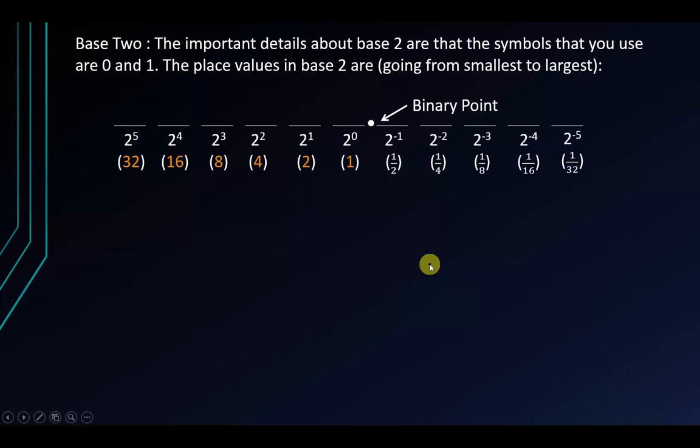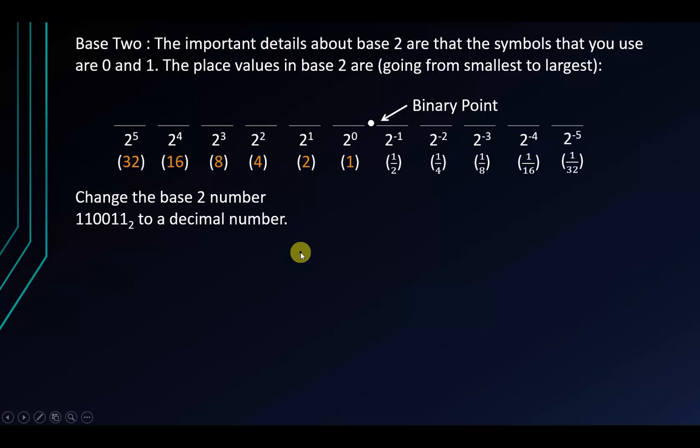Example, in the base 2 system, the important things, the symbols are zeros and ones, and the place values are going to go from the smallest to the largest. So here's the decimal point. It is possible to do fractions, and it is possible to do negative numbers, but we're going to focus over here. Again, here are the numbers that you want to remember from a place value standpoint. 1, 2, 4, 8, 16, 32, 64, 128, 256, and so on.